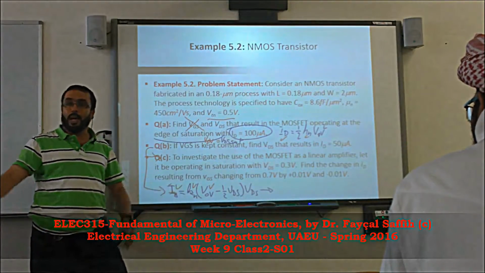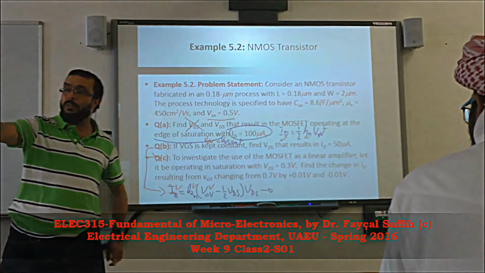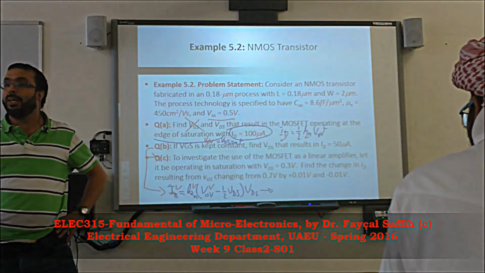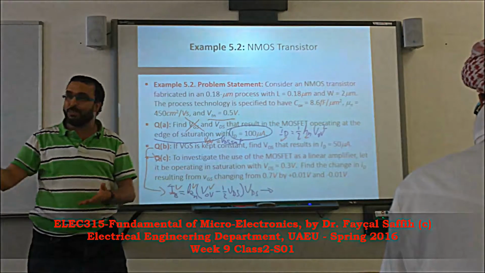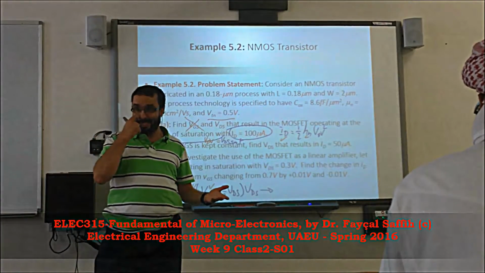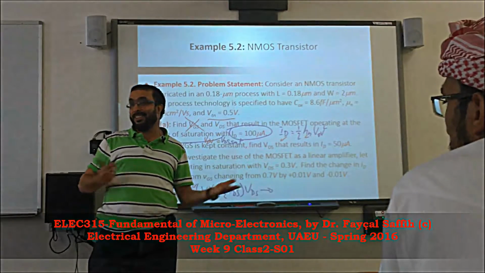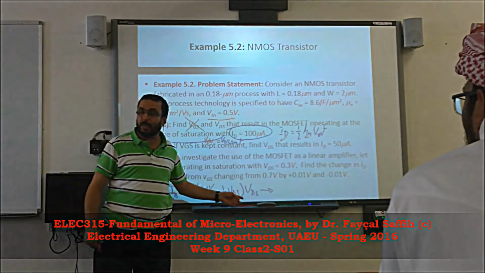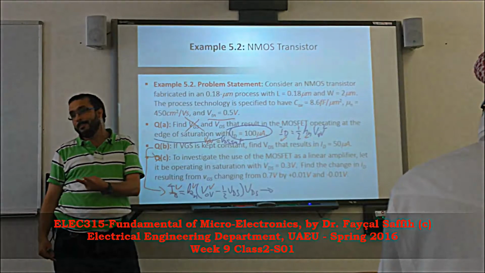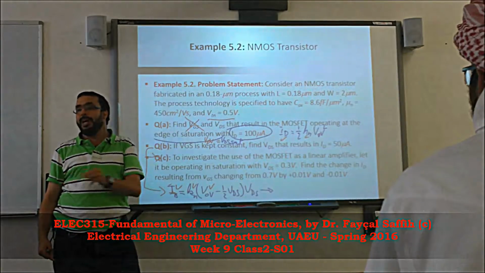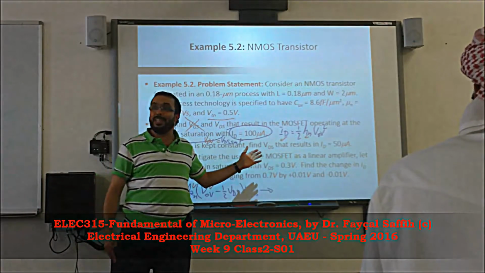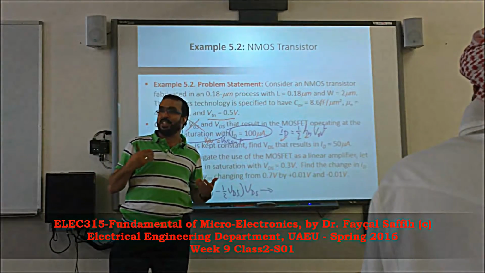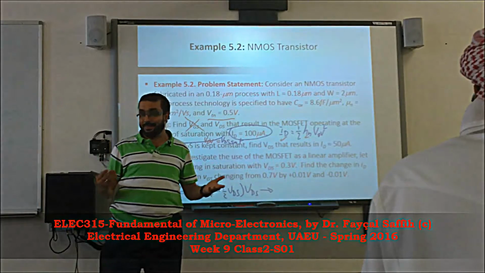It's quadratic. I will have two values. One of them will not make sense. Why? Because it will be in contradiction. VDS has to be less than the overdrive. Do you understand? Because the solution for the quadratic equation gives me two solutions, yes or no? One of them has to make no sense, which means it will contradict my assumption, which is that VDS has to be less than the overdrive.